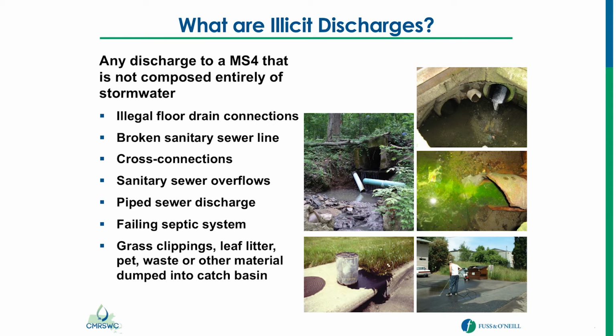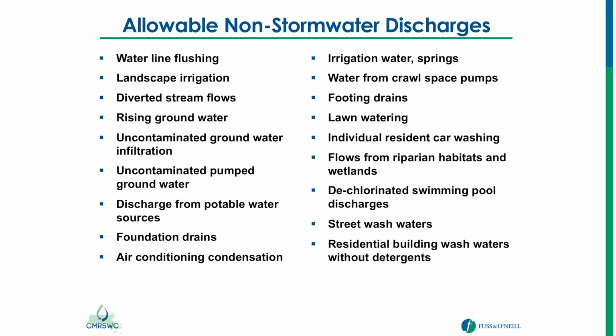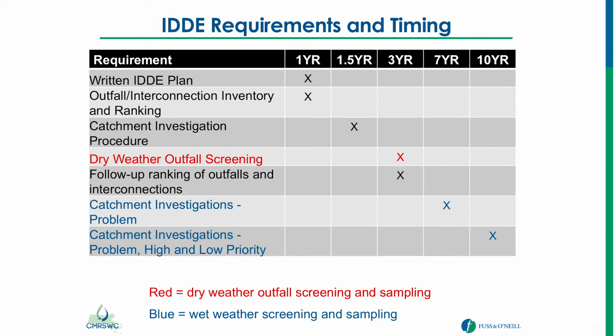What are illicit discharges? If you don't know already, illicit discharges are anything that enters your system that is not stormwater. So that could include illegal floor drain connections. It could include sewer laterals that were connected improperly, failing septic systems, and also grass clippings, leaf litter, anything dumped into a catch basin illegally. You'll see a lot of dog waste in baggies deposited in catch basins if you are out there doing any of the catch basin cleanings. There are some allowable non-stormwater discharges. So these are all permitted and allowable discharges to your stormwater system.